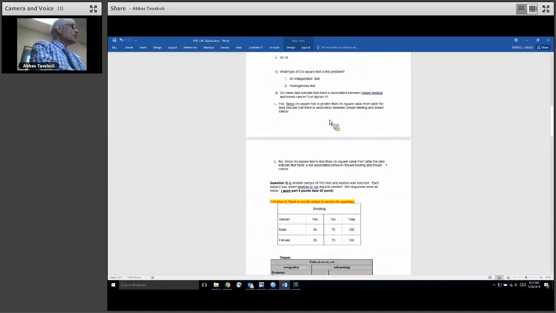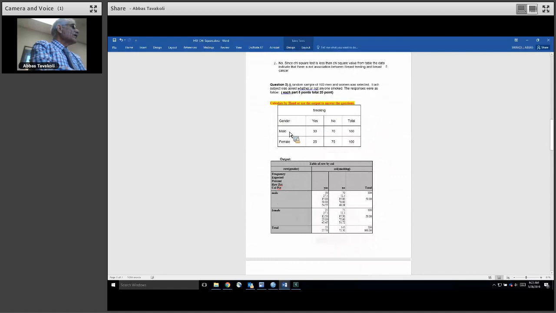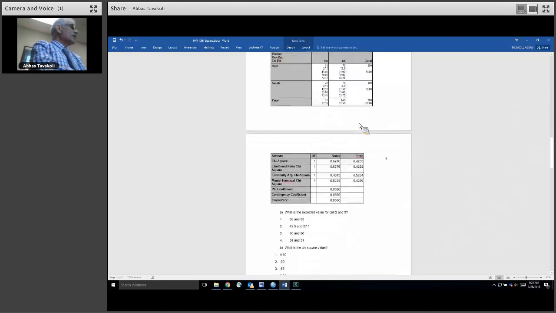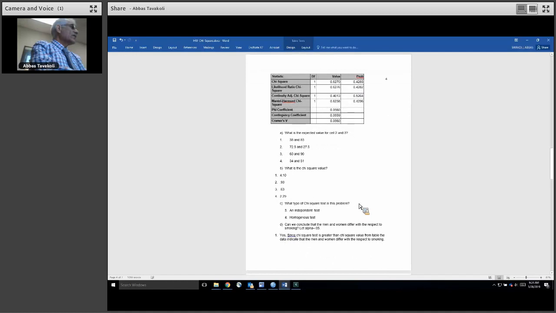The second question: if we have smoking for male and female, again the same. We want to answer the question based on this. So again, what is the expected value for cell 2 and 3? What is the chi-square value, and what type of chi-square test do you have?